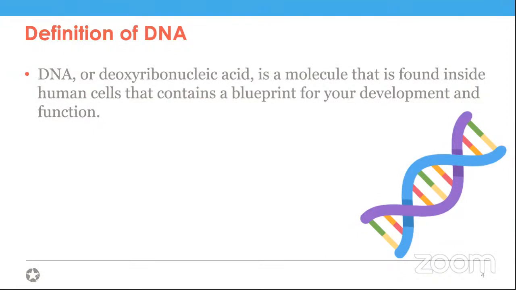What is DNA? DNA, or deoxyribonucleic acid, is a molecule that is found inside human cells that contains a blueprint for your development and function. It is made up of 23 chromosome pairs for 46 total chromosomes that include the complete human genetic information that make you, you. Your DNA includes a roadmap for all of your genes, from your hair and eye color to your predisposition for certain diseases.